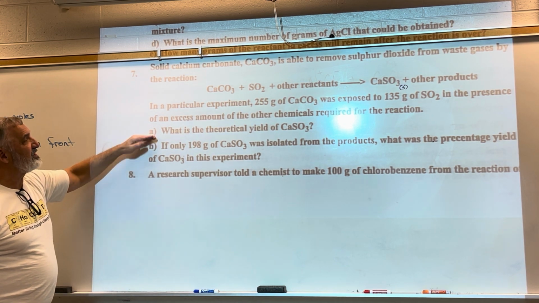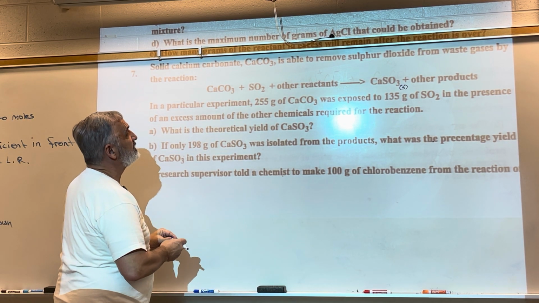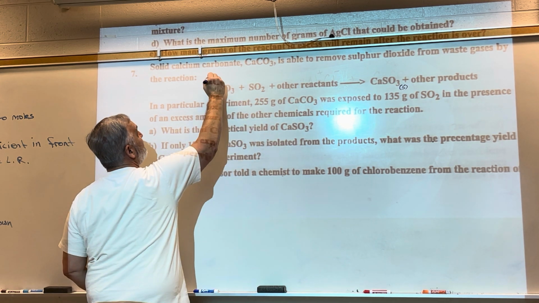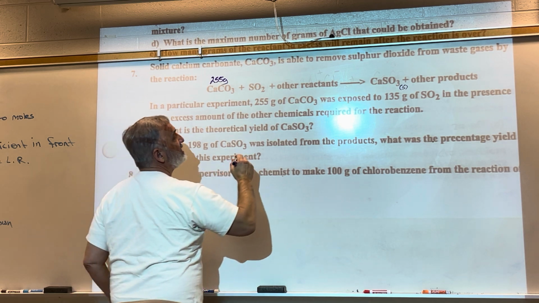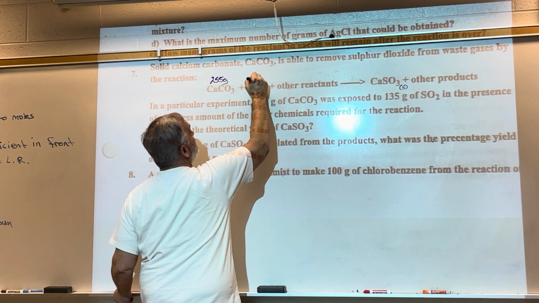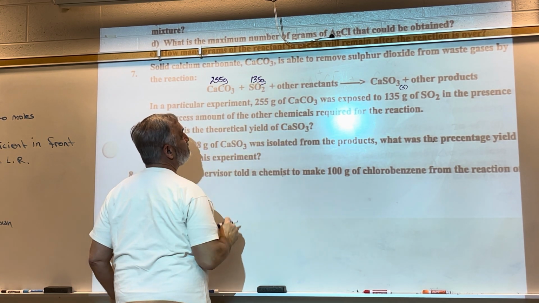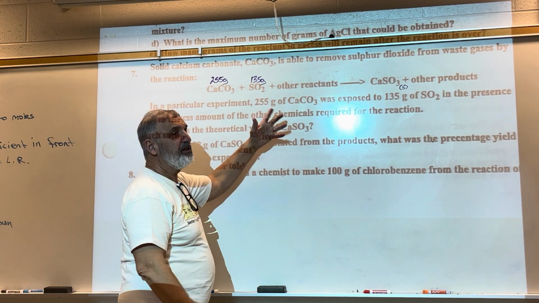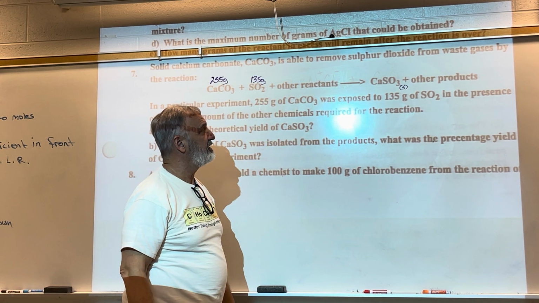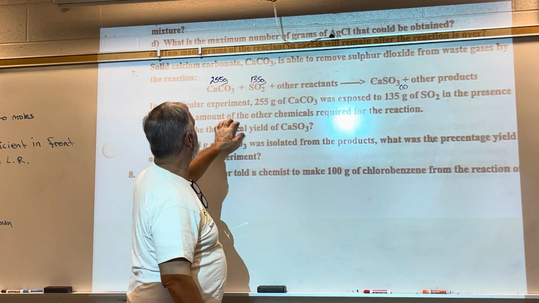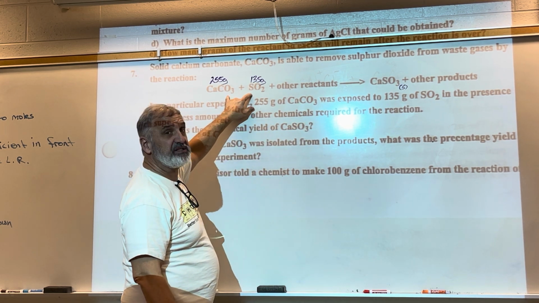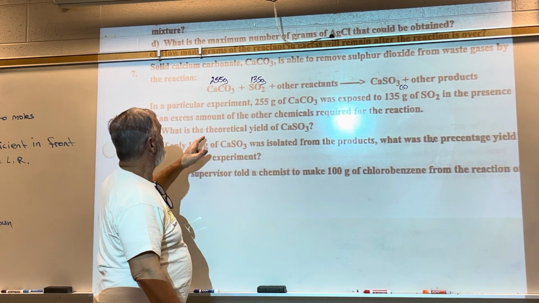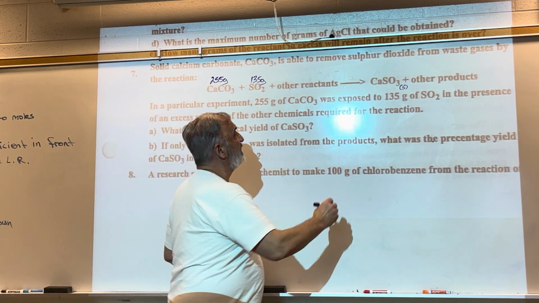So when I'm looking at this, I have, in a particular experiment, 255 grams of calcium carbonate reacted with 135 grams of SO2, and some other things, but mainly those two things, in the presence of an excess amount of other chemicals required for the reaction. But we're only worried about these two; we know the balanced equation is 1-to-1. So what's my theoretical yield of this?